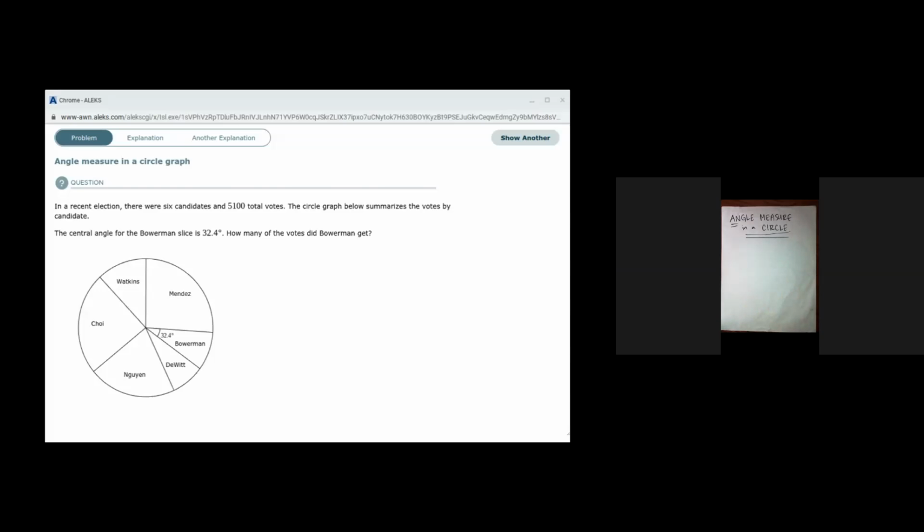All right, so next we're talking about the angle measure in a circle graph. The question says, in a recent election, there were 6 candidates and 5,100 total votes. The circle graph below summarizes the votes by candidate. So it looks like Watkins and Mendez and Bowerman and DeWitt and Yen and Choi all ran for this office. It says the central angle for Bowerman's slice is 32.4 degrees. How many votes did Bowerman get? Well, how much of the circle is 32.4 degrees?